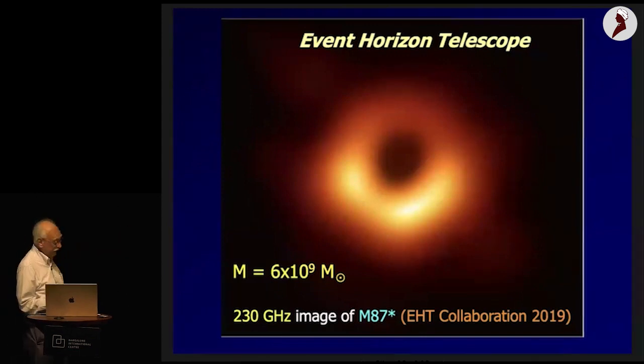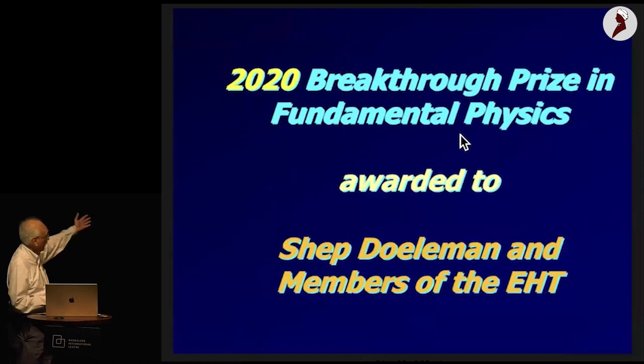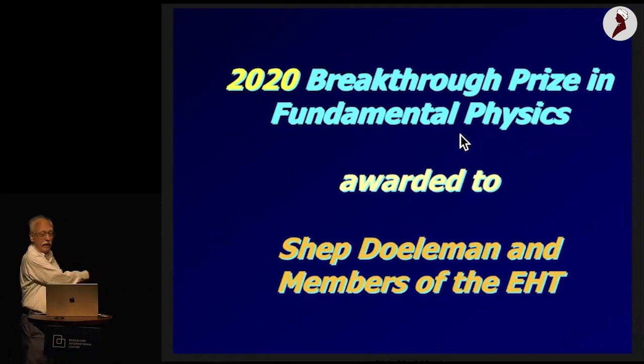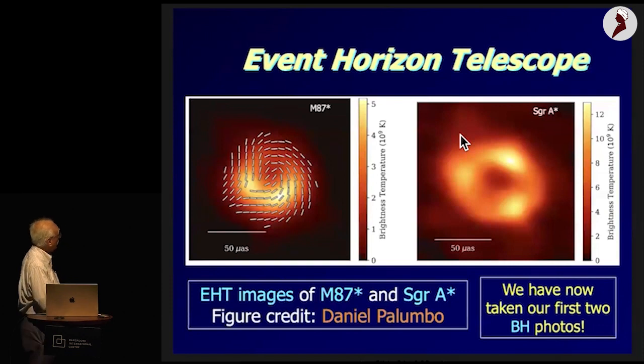So this was a sensation, and this is the one for which the 2020 Breakthrough Prize in Fundamental Physics was awarded to Doleman and other members of the EHT. Then it took a few more years before that same 2017 data could be converted into an image of Sagittarius A star. So here now are the two champions. This is M87. This has some more information now, this polarization. I just won't go into that. This is what the photo of Sagittarius A star looks like.